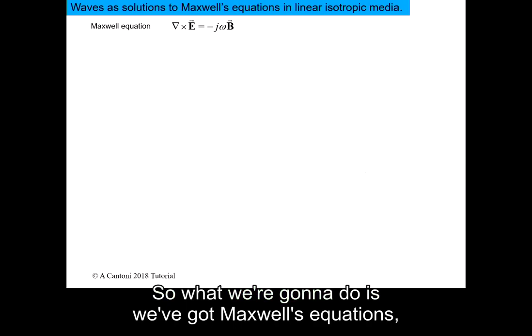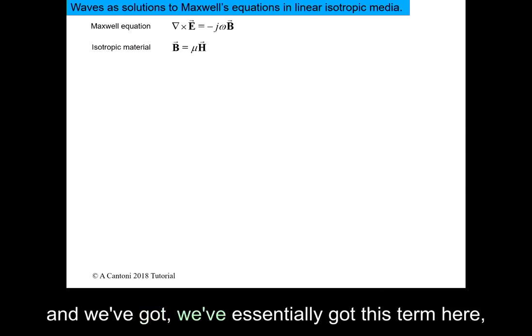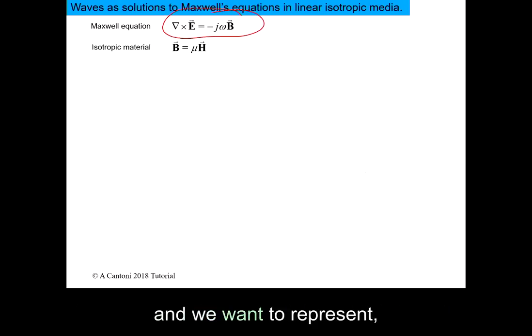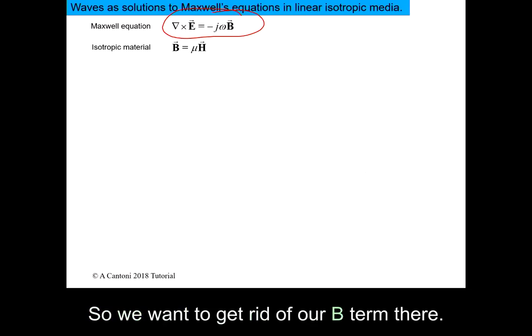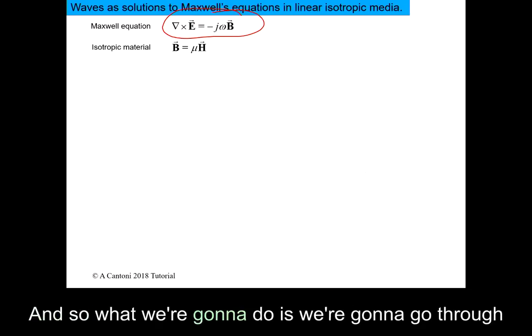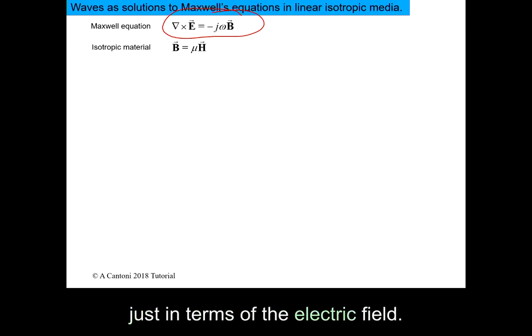So what we're going to do is we've got Maxwell's equations, and we've essentially got this term here, and we want to represent, or we want to get something purely in terms of E, so we want to get rid of our B term there. And so we're going to go through the steps to derive something that gives us just in terms of the electric field.